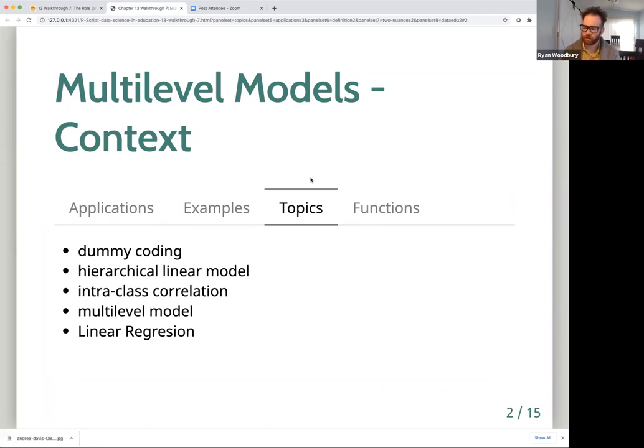I'm trying to recall the chapter, but when would we decide to use a multi-level model here, rather than dummy variables or some sort of interaction? Does that make sense?